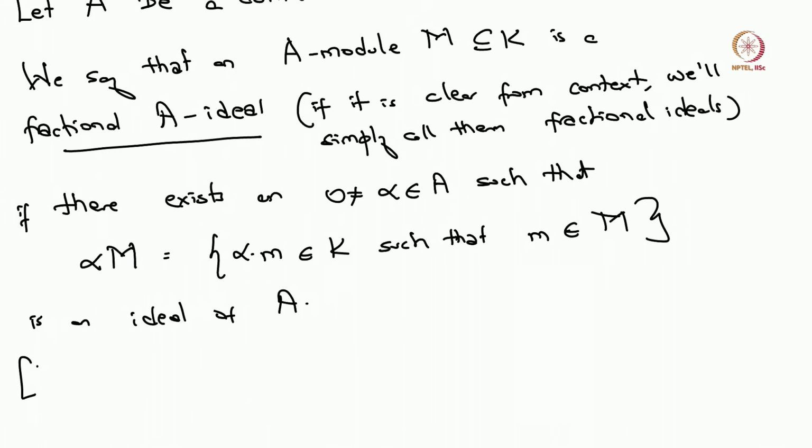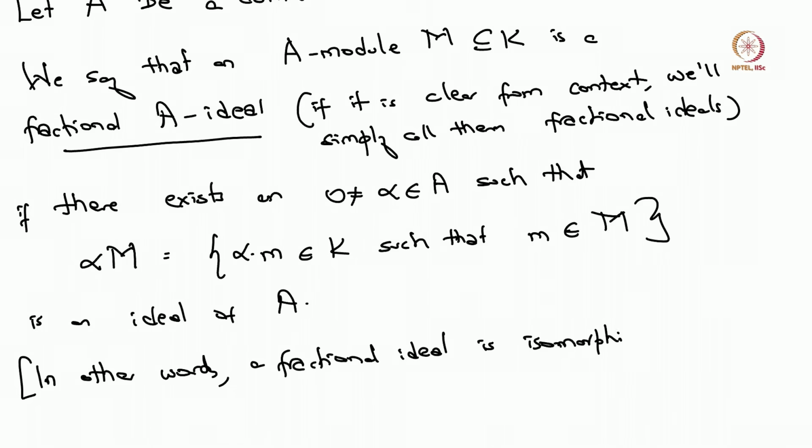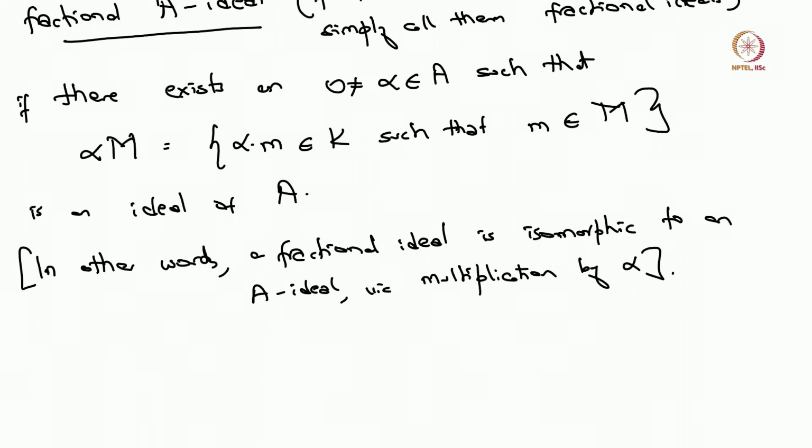Okay. So in other words, a fractional ideal is inside the fraction field. And so colloquially, a fractional ideal is isomorphic to an A ideal via this multiplication by alpha. Okay, and this isomorphism is an isomorphism as an A module.